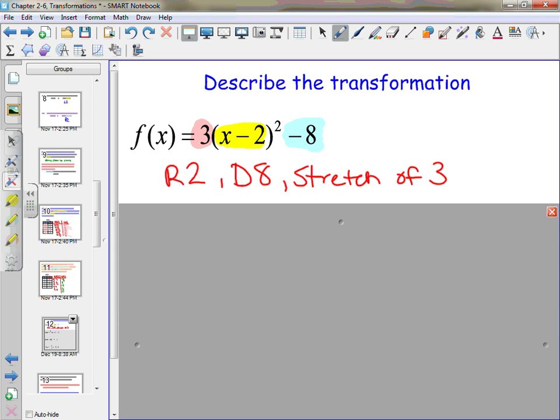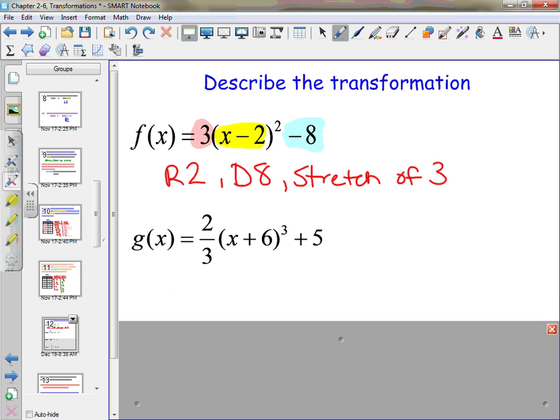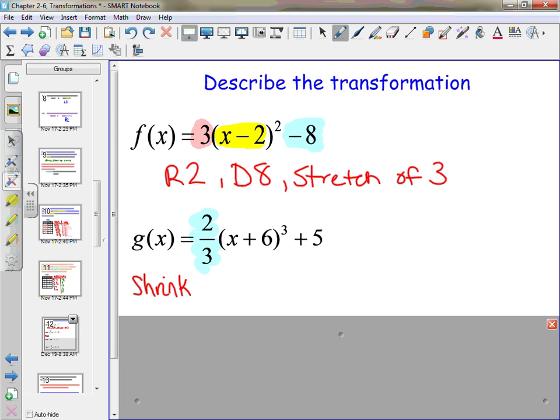Make sense? Okay, now look at g of x. Do exactly the same thing. So which way do you want to start? Where does your brain go to first? 2/3. What's happening with that 2/3? It would be a shrink because it's a fraction of 2/3. Then what? Going to the left, 6. Then what? And a 5. Do we all understand that, yes or no? It's a very important thing.